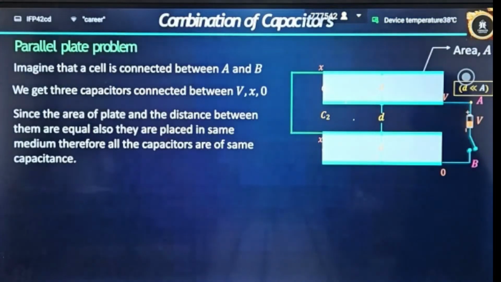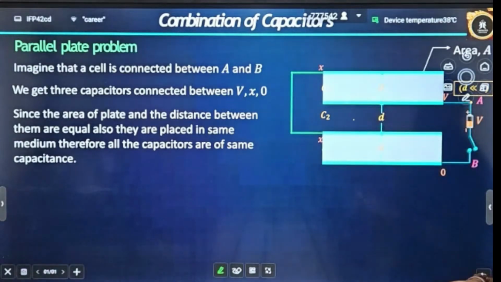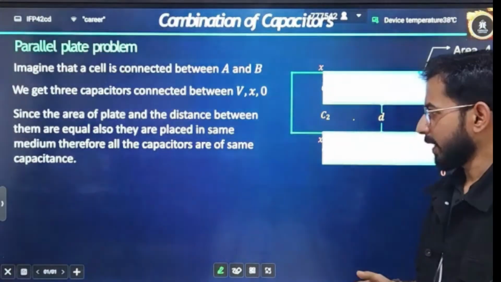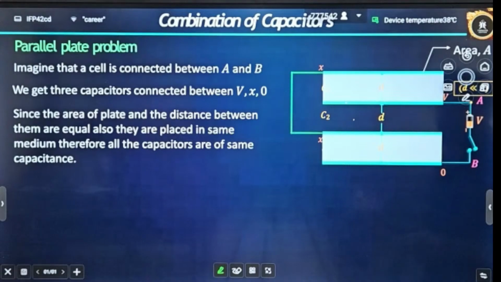Same way, now it is about a parallel plate problem. Anyways, we will discuss more about this kind of problem in dielectrics also. That is the next portion of this chapter. But still here also, how will we resolve these questions?